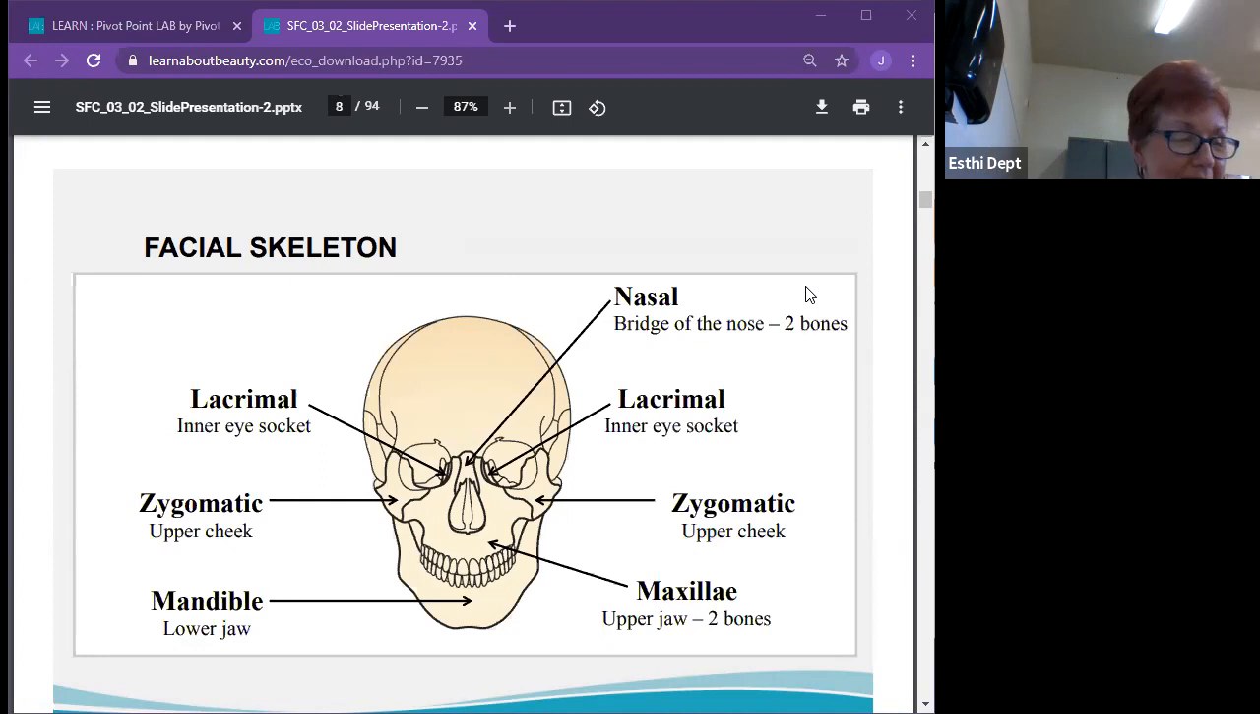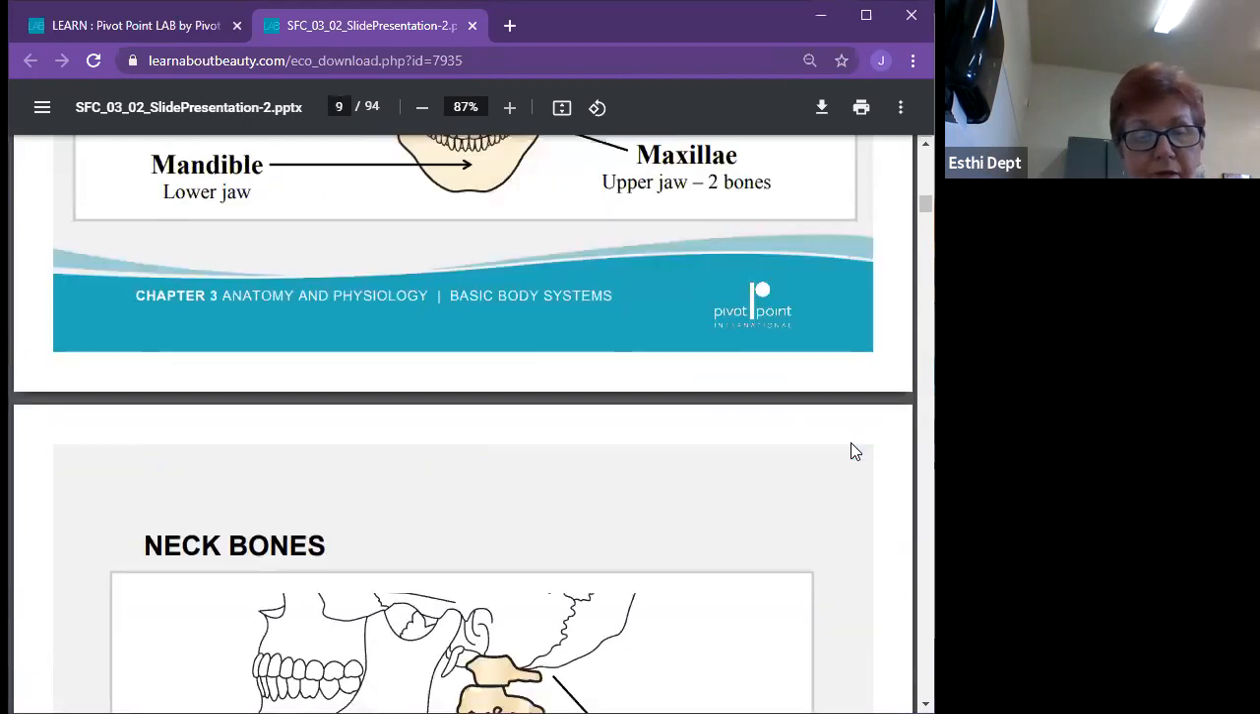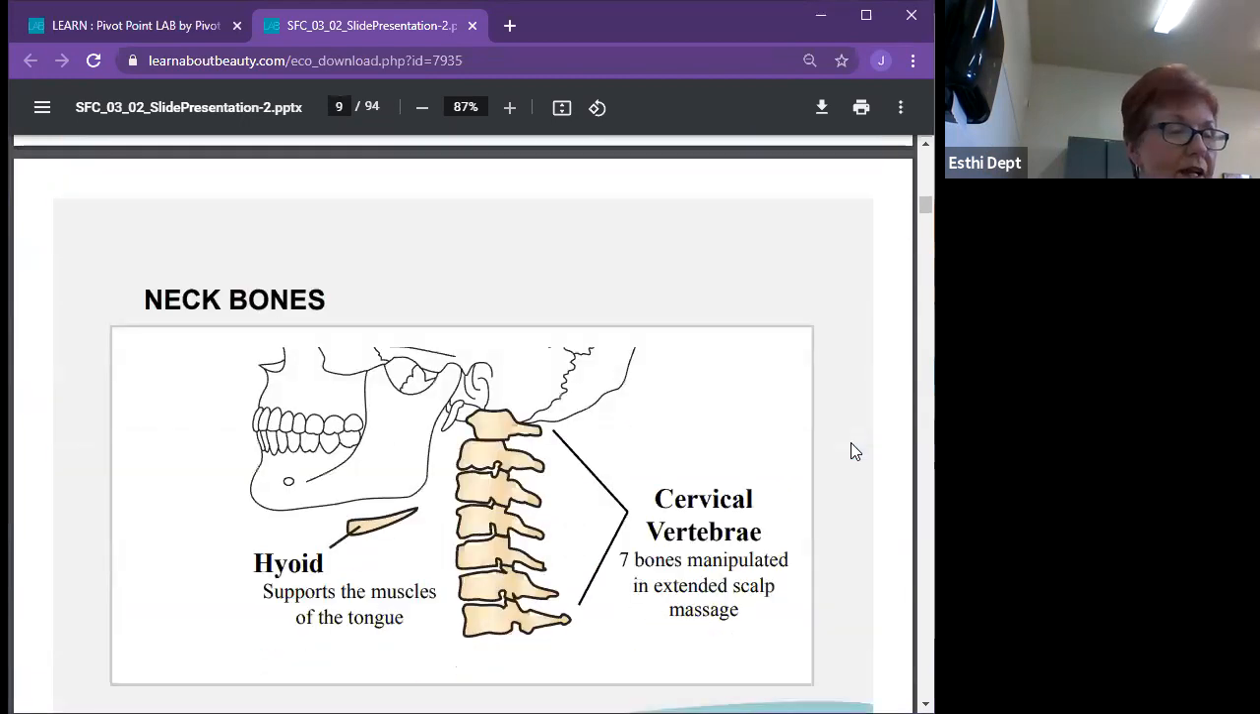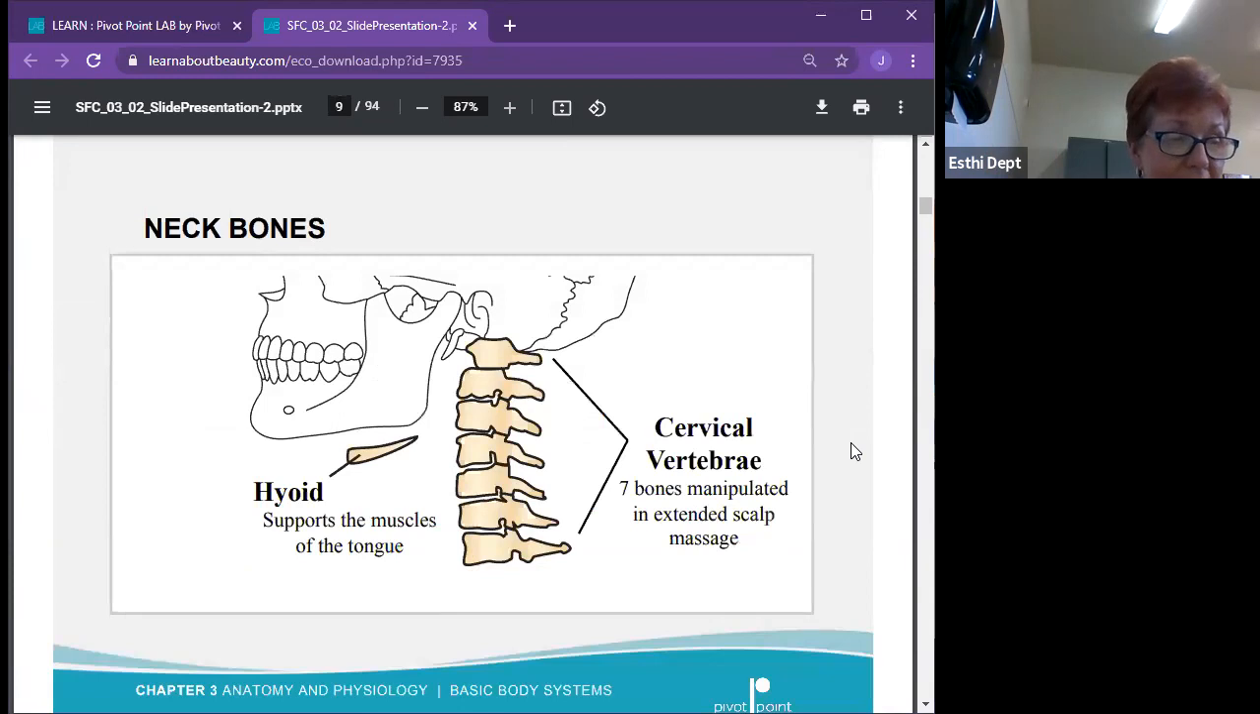There's a reason why. So if you're on page 66, on the next page on your study guide, you're going to have neck bones. Your neck bones consist of the spinal column and your Adam's apple. So under cervical vertebrae, these are the 7 bones that are manipulated when you give an extended scalp massage, which goes down your neck. So you're going to count 7 there, add to your number.